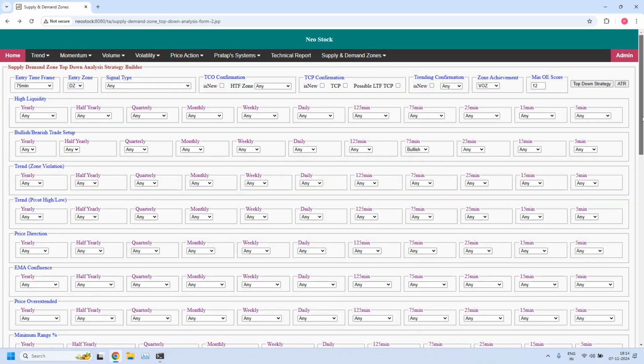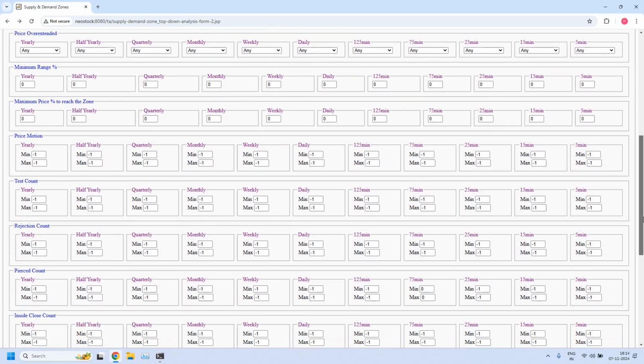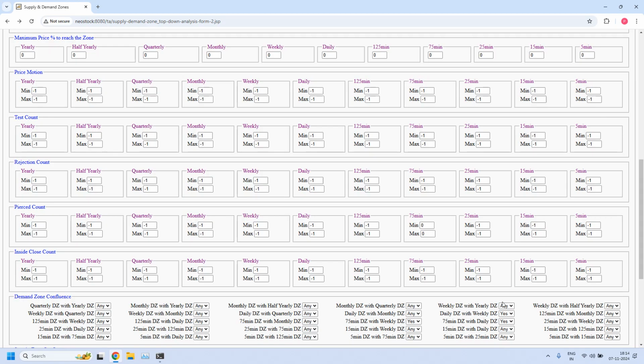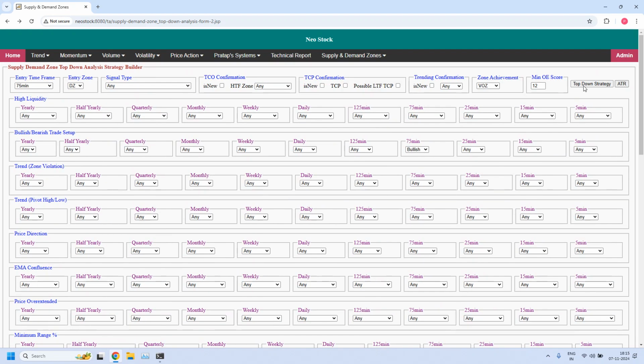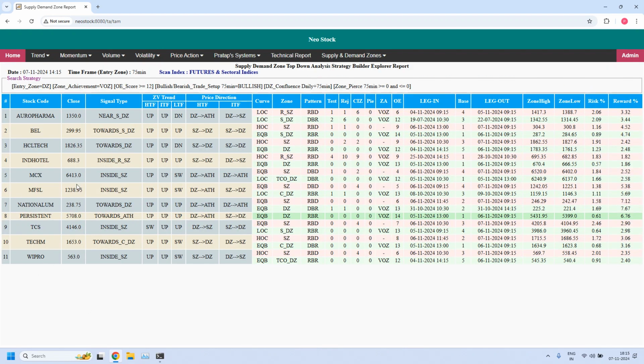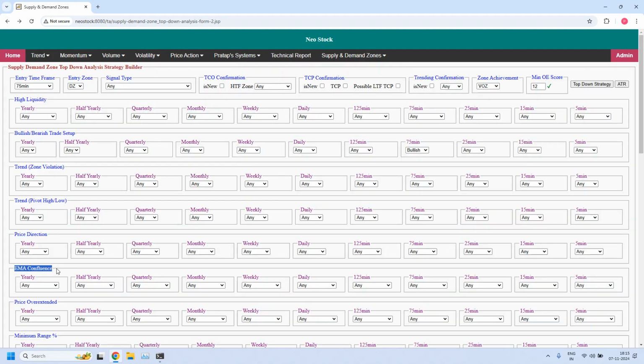Okay, so what I am going to do, I am going to remove these filters. Only one filter I will enable. 75 with weekly, I removed it. Daily with weekly, I removed it. Only 75 with daily demand zone confluence I enabled. Earlier we got how many? We got all the 11. In all these 11, 75 minutes demand zone is part of the daily demand zone. So in the EMA confluence, I need to look into the daily time frame. Earlier I looked into the 75. That is the mistake. So daily demand zone with daily EMA confluence.